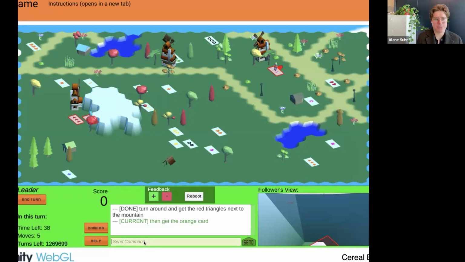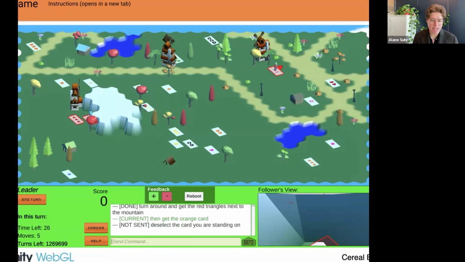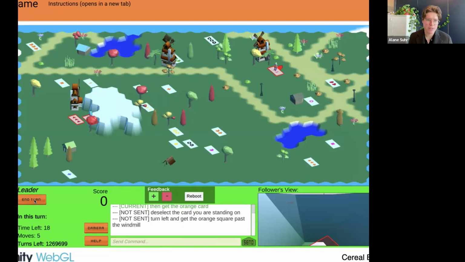Because we're in this multi-turn interaction, we have this ability to recover from our errors through the flexibility of interaction and language. So I'm going to write 2 more instructions: deselect the card you are standing on and turn left and get the orange square past the windmill. Okay, so I'm going to end my turn again. I'm not going to move anymore because I don't really need to, and we'll see if our model can recover.